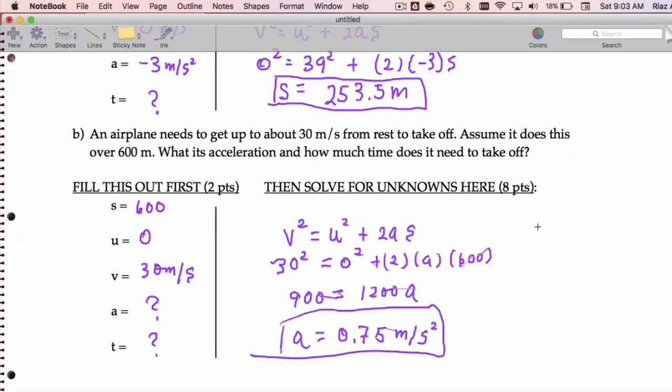And then we'll go ahead and get the time. So V equals AT plus U will work. And that's 30 equals 0.75 times T plus 0. When we isolate the time, we'll end up getting 40 seconds of time.